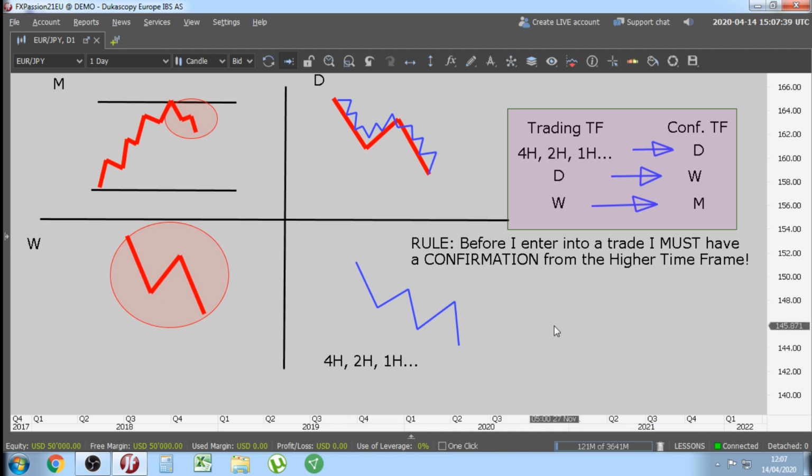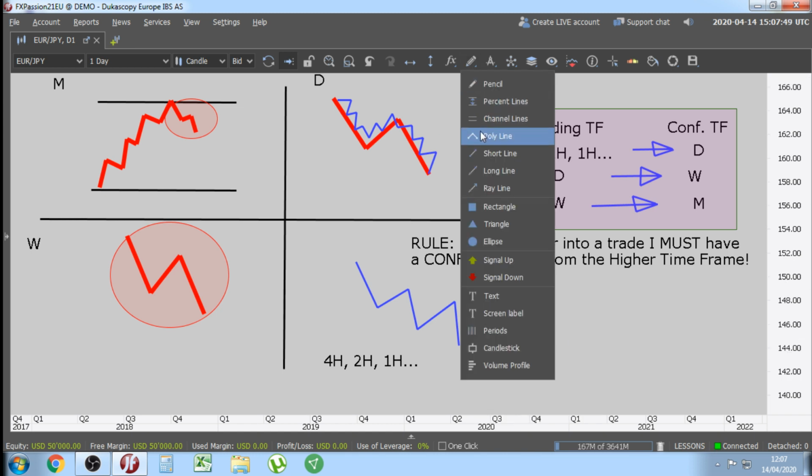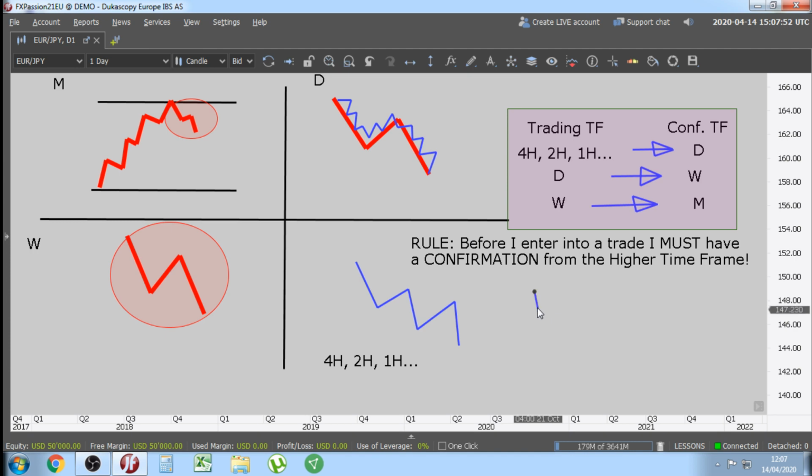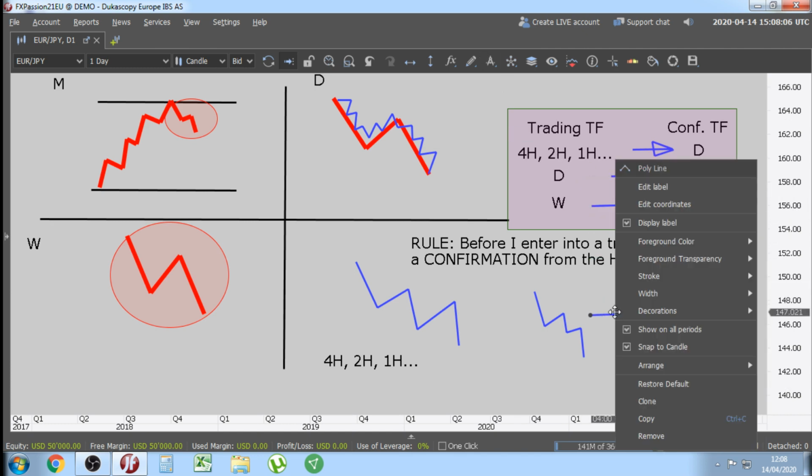It's a rule. Before I enter into a trade, I must have a confirmation from the higher time frame. What does this mean, the confirmation from the higher time frame, everybody? If on your trading time frame you are in a downtrend, and on your confirmation time frame you are in an uptrend, can you enter a trade? It's that simple.